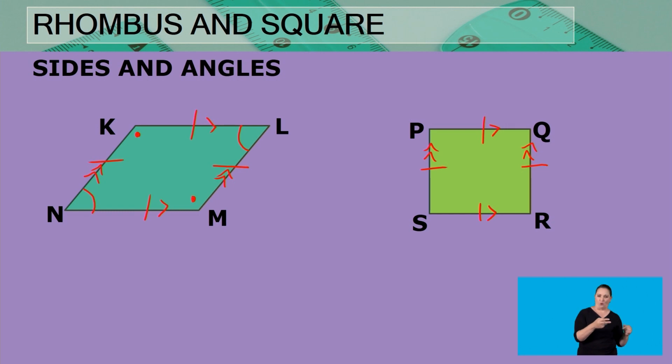But with a square, yes, the opposite angles are equal, but they are all equal to 90 degrees. Remember, a square is a special rectangle. So all of the angles there are equal to 90 degrees. So the main difference between a rhombus and a square is that with a rhombus, yes, the opposite angles are equal, but with a square, those angles we know are 90 degrees.